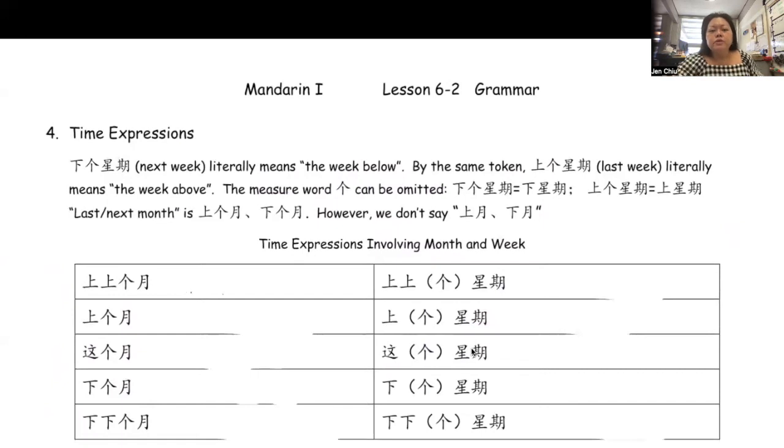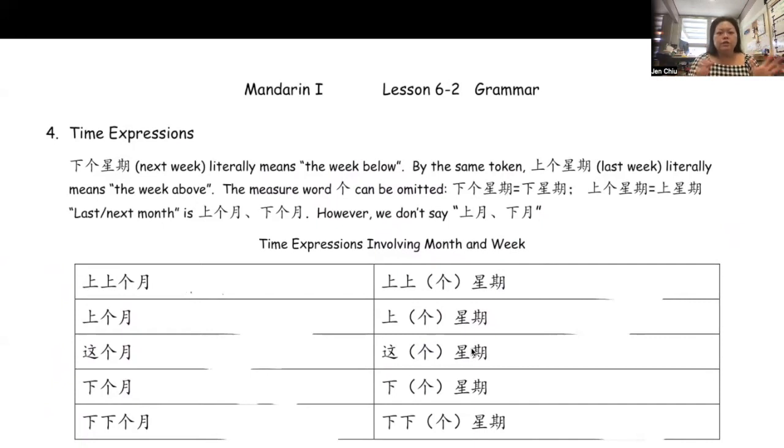Okay, this is Mandarin 1, lesson 6-2 grammar. As you can see with the handout in front of you, we are going to spend time talking about time expressions, mostly month, week, day, and year. We're talking about this month, this day, this week, this year, and then how are you going to talk about the next one or the one before or a year after that?